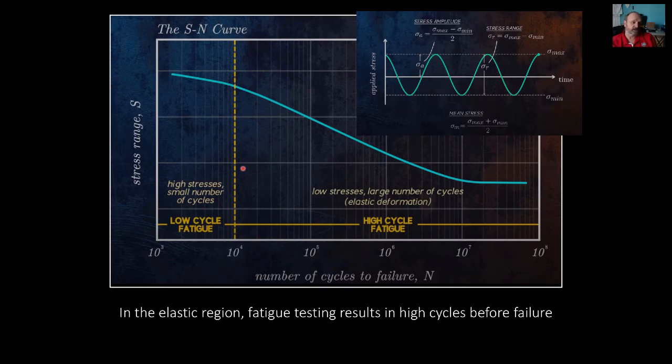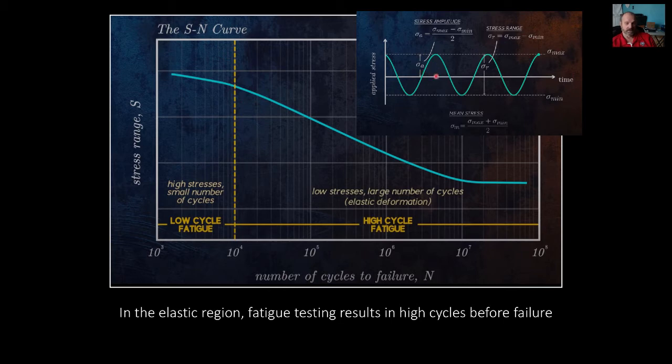So here's another example of an S-N curve. Okay, so you have low cycle fatigue and you have high cycle fatigue. Let's look at this a little bit closer. I'm going to apply this sinusoidal wave that's depicted up in the upper right here. We have a stress amplitude, and that's from the average up to the top, and then down to the stress minimum, which is usually negative, or it could be zero. But you have a certain stress amplitude.